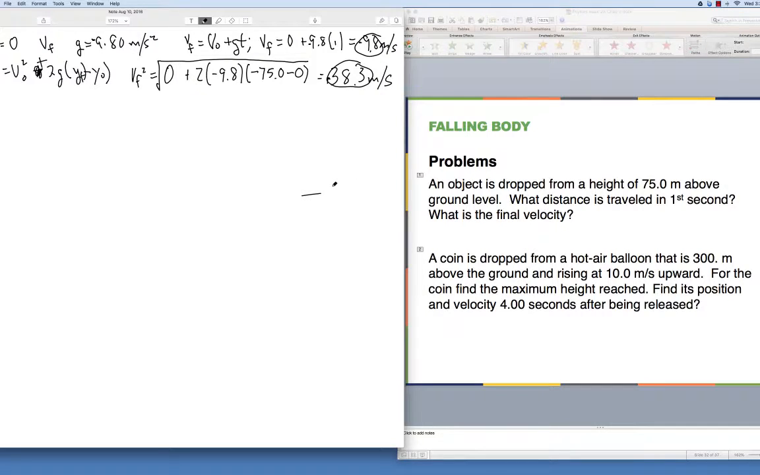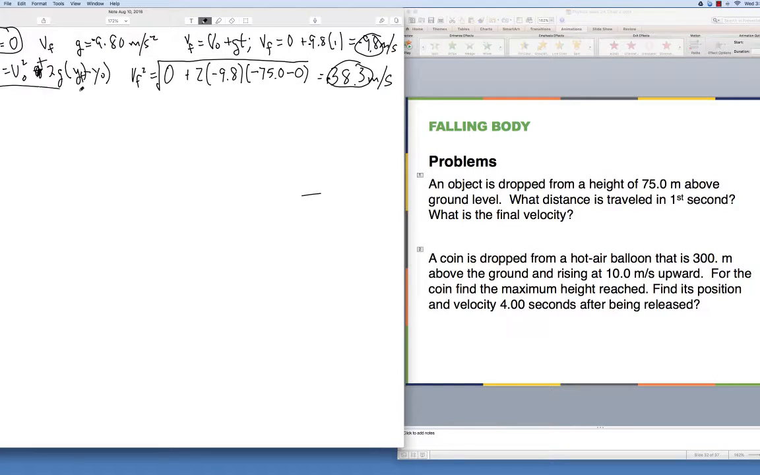A coin is dropped from a hot air balloon that is 300 meters above the ground and is rising at 10 meters per second upward. For the coin, find the maximum height reached. Find its position and velocity 4 seconds after being released. Okay. Now it's not dropped.